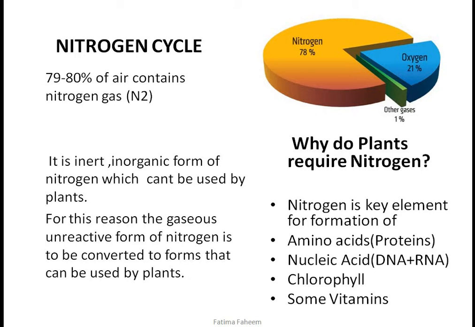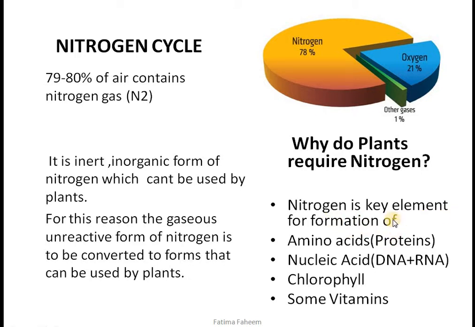We know that about 79 to 80%, and in some textbooks it is written 78%, of air contains nitrogen gas. This nitrogen gas is inert. Inert means that it is unreactive. It is an inorganic form of nitrogen, and this inert form cannot be used by plants. For this reason, this gaseous unreactive form of nitrogen is to be converted into some form that can be used by plants. Now the question arises, why do plants need this nitrogen?